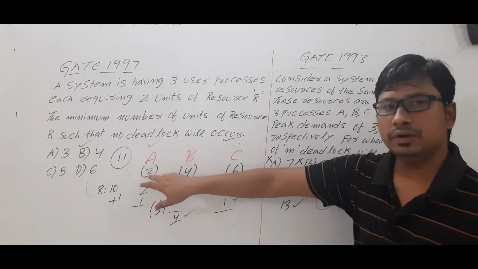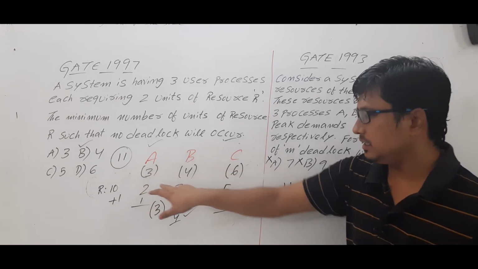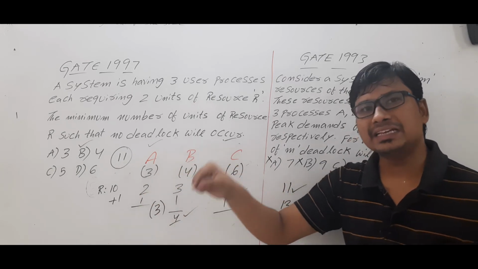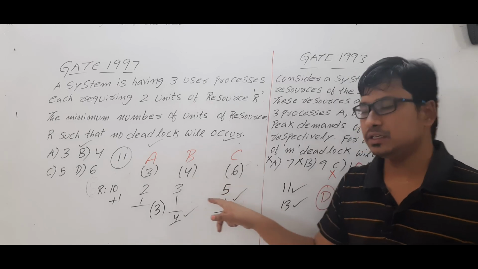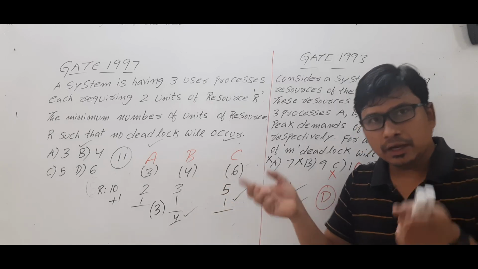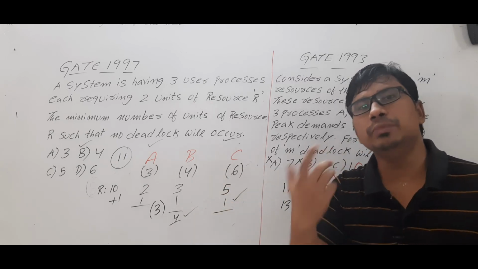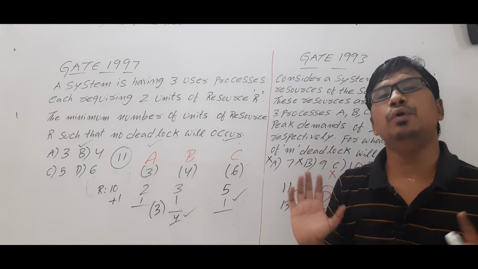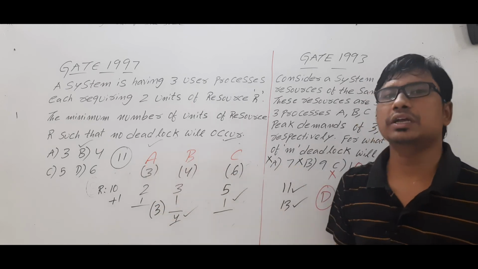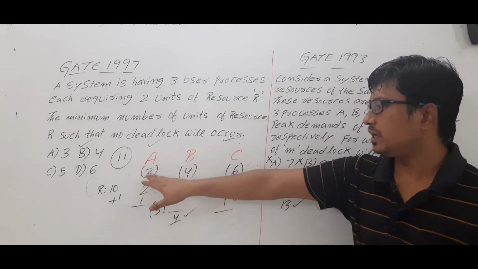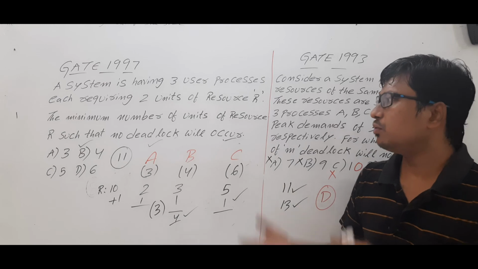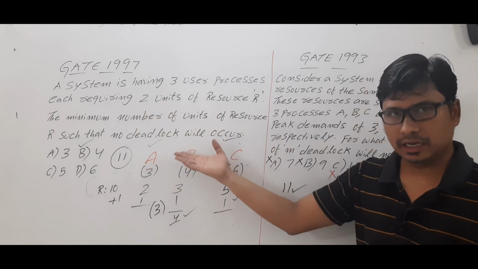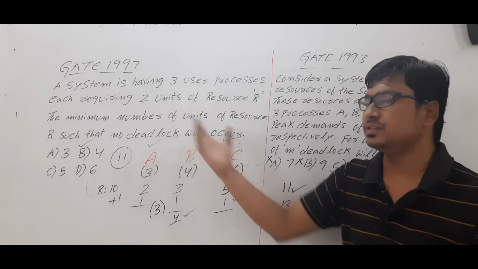If you have xi, xj and xk requirements, you give xi minus 1, xj minus 1, xk minus 1, and you add plus 1. That is the minimum number of instances of resource R or any resource to avoid the deadlock. Is it clear? So like that you can solve these questions. I hope you can follow this trick to solve any kind of question of similar type.